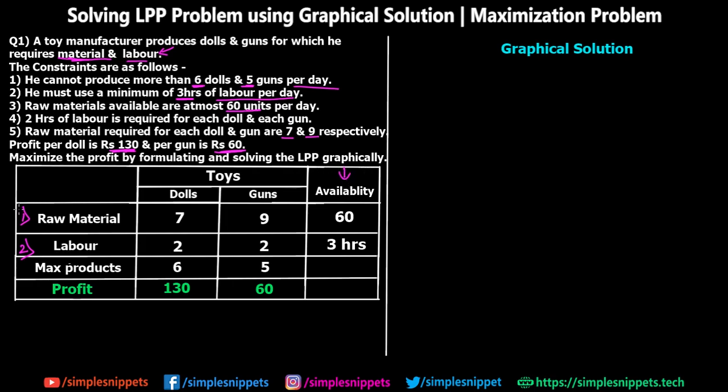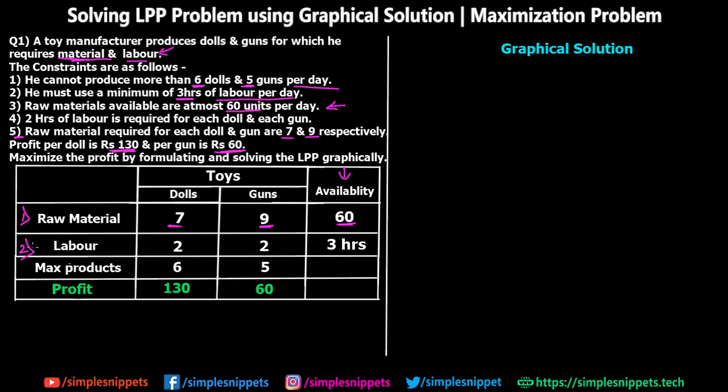So going to the first row, for raw materials, one doll requires 7 units of raw materials. You can see in the constraint number 5, raw material required for each doll and gun is 7 and 9, right? So 7 units required for doll, 9 units required for gun, and the total availability cannot exceed 60. So this is given over here.